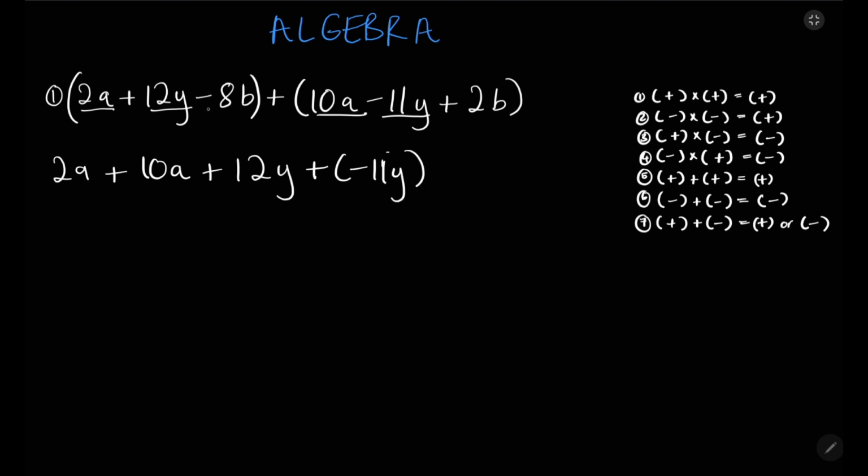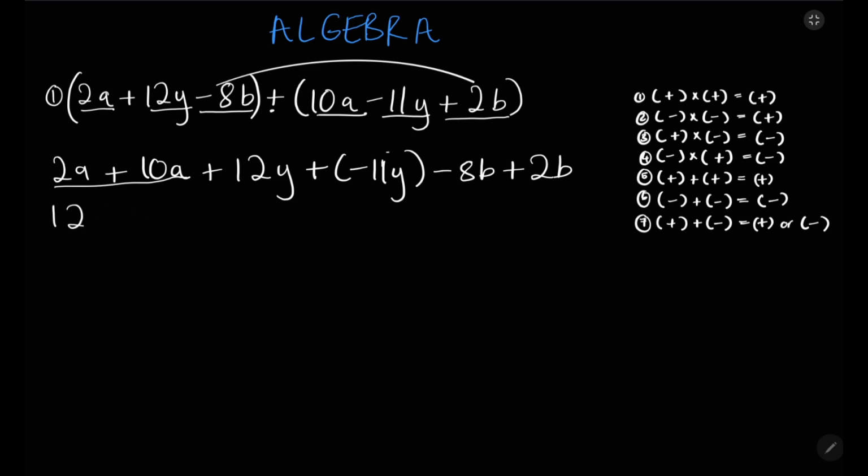Do you have any other like terms? Here we have minus 8b plus 2b. So we'll say minus 8b plus 2b, you have a plus there, 2b, because it's positive. Okay, now let's start with these terms. If we say 2 plus 10, we get 12. So this is 12a.